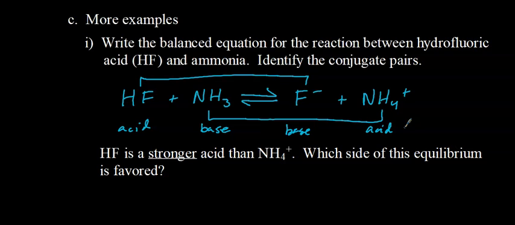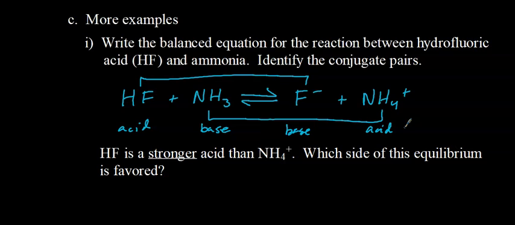All right, so how about this? HF is a stronger acid than NH4 plus. Notice that in this solution, let's say we have all four of these substances present. HF is a stronger acid than NH4 plus. This information would need to be provided to you. I'm just telling you now, HF is a stronger acid than NH4 plus. Now be careful, I'm not talking about the ability to ionize, the degree to which it ionizes.